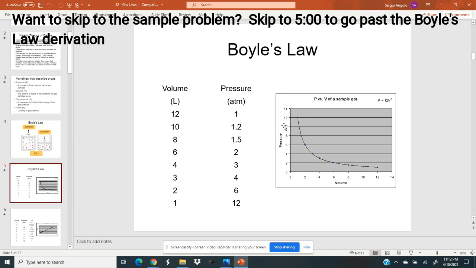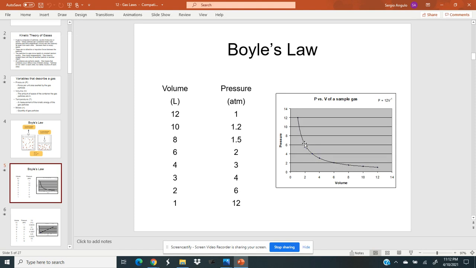go ahead and take a gas and change its volume and then measure its pressure, and you'll get what's called an inverse function, where it goes down but never actually reaches the x-axis as you go to the right. If you continued to the left, the y-axis would climb, but never actually reach the y-axis. What's good about that is that it tells you that these are inversely proportional. As x gets bigger, y gets smaller. As x gets smaller, y gets bigger.